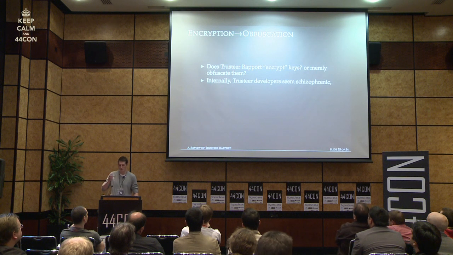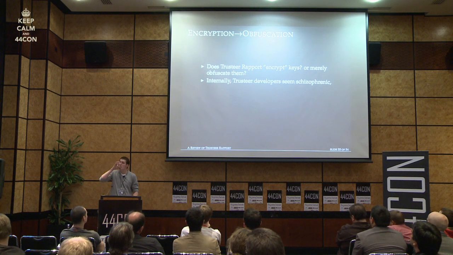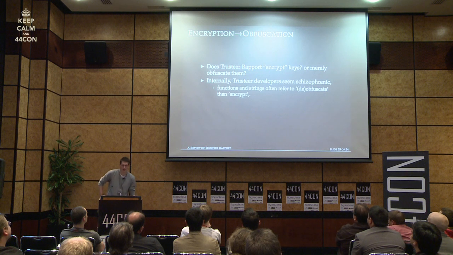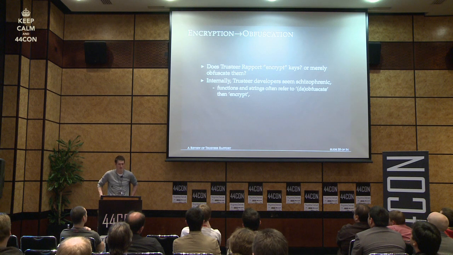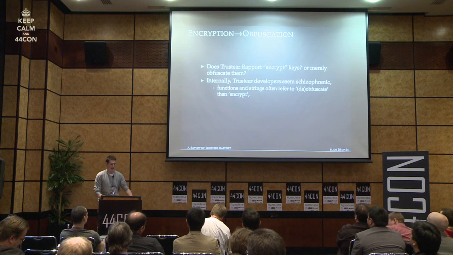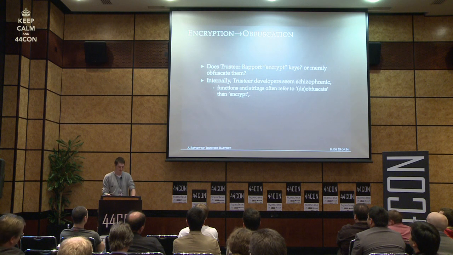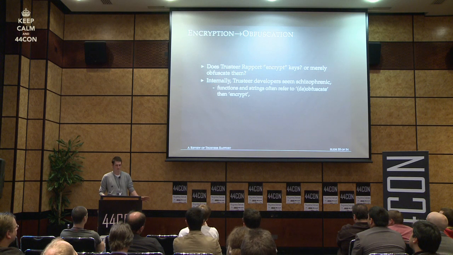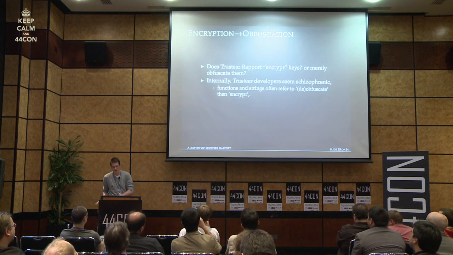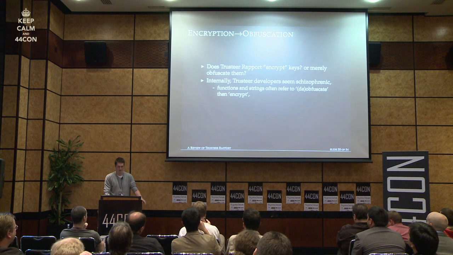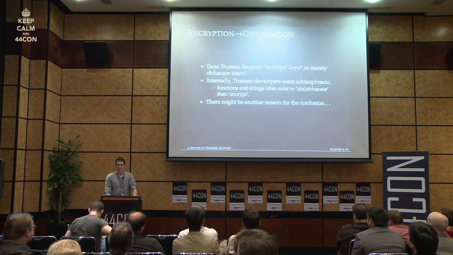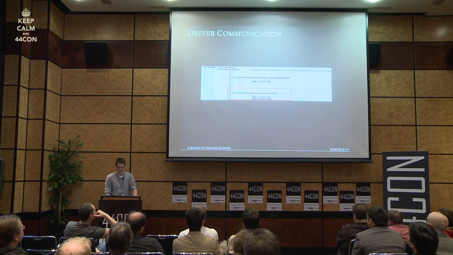Internally, Trusteer developers are somewhat schizophrenic. Functions and strings often refer to deobfuscate, and then somewhere else they'll say encrypt. And even in one case, in one function, they flip twice, depending on the error. So obviously somebody came along later and decided that they better check for errors and put in a load of error messages. And so you end up with a big hodgepodge of deobfuscate password and decrypt key here and deobfuscate that here. There might be another reason for the confusion. I'll come to that later.